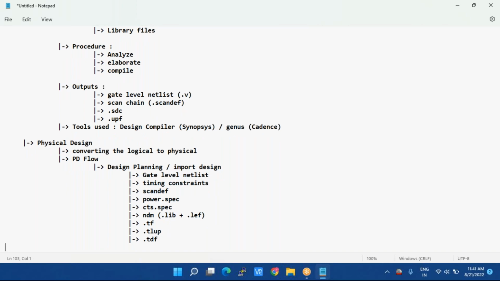I won't touch all the input files, I'm a little bit selfish, because if we touch every input one by one, it's going to take a longer time. So I won't be touching those inputs. When we get deeper into the physical design flow and the basics, we will be touching everything in detail.